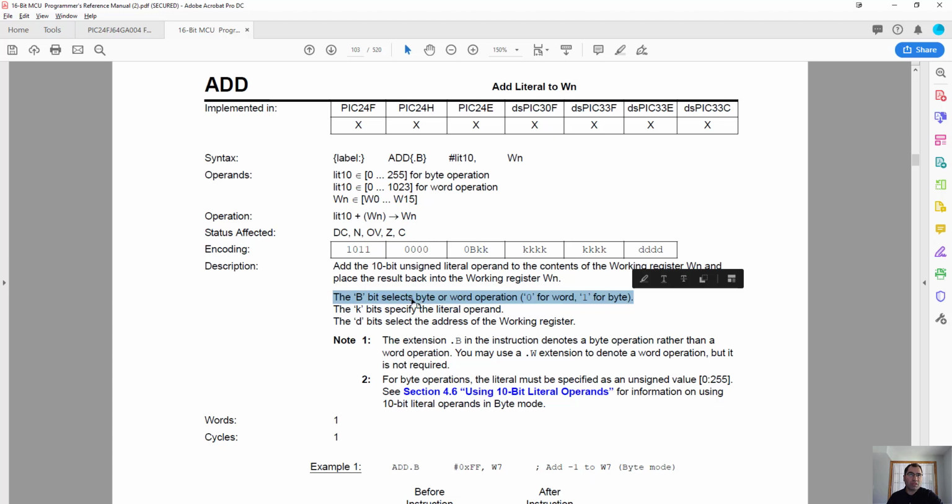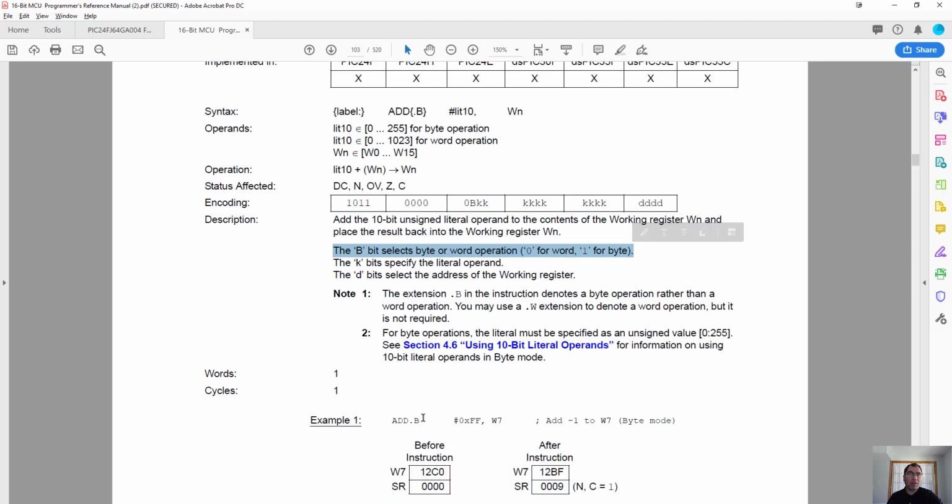So B is the select byte or word operation. If it is a byte operation, if it is a .B, then B is going to be 1. If there is no .B, if it is a word operation, as you know, if you don't have anything that means a word operation, and it's going to be 0. K bits specify the literal operand, right? So K bits here, as you can see, 2, 4, and 4. So in total, a 10-bit literal number. So that's K. Basically, you're going to put the binary value of the literal here, and then you have D.